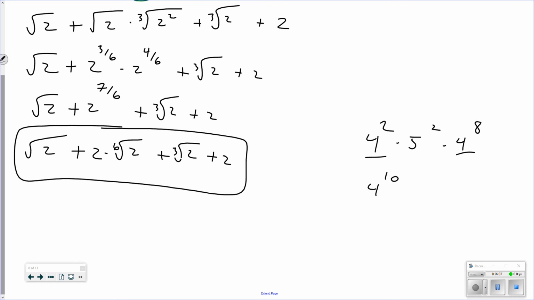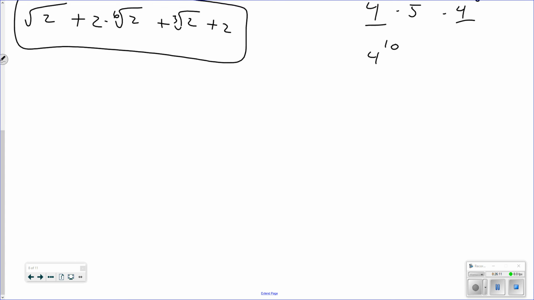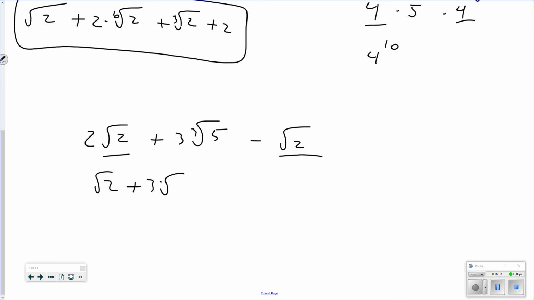So then when you're adding, you go by what's the same. If you have something like 2 square root of 2 plus 3 cube root of 5 minus the square root of 2, these are the same exact root with the same thing underneath. Remember, when you multiply something, it tells you how many of it you have. This says I have 2 root 2s, and I have minus 1 root 2. So what you have is a square root of 2 plus 3 cube root of 5. Does that make sense? Okay.